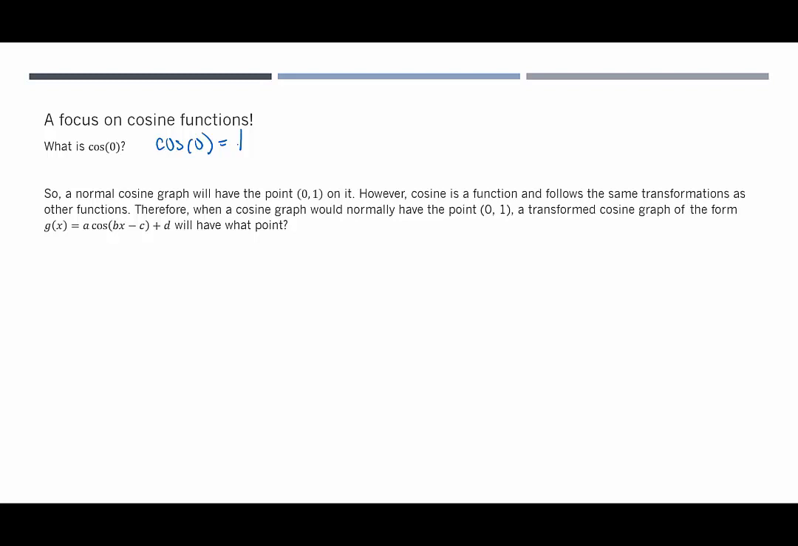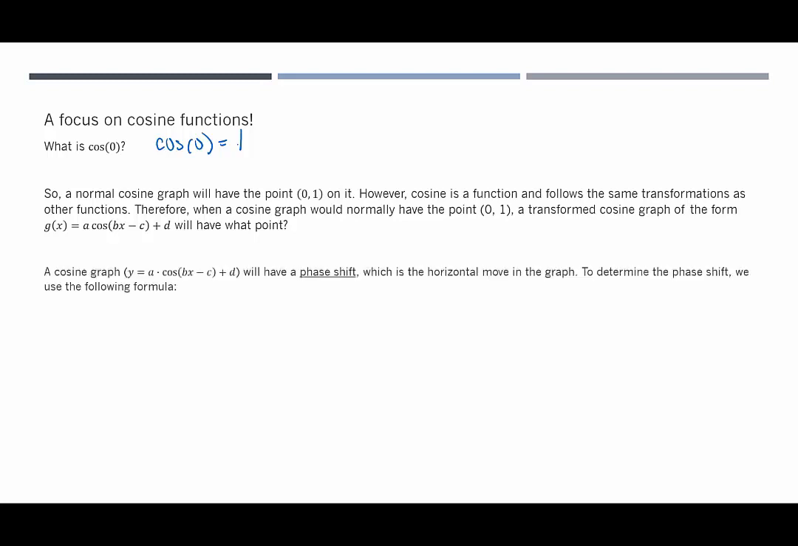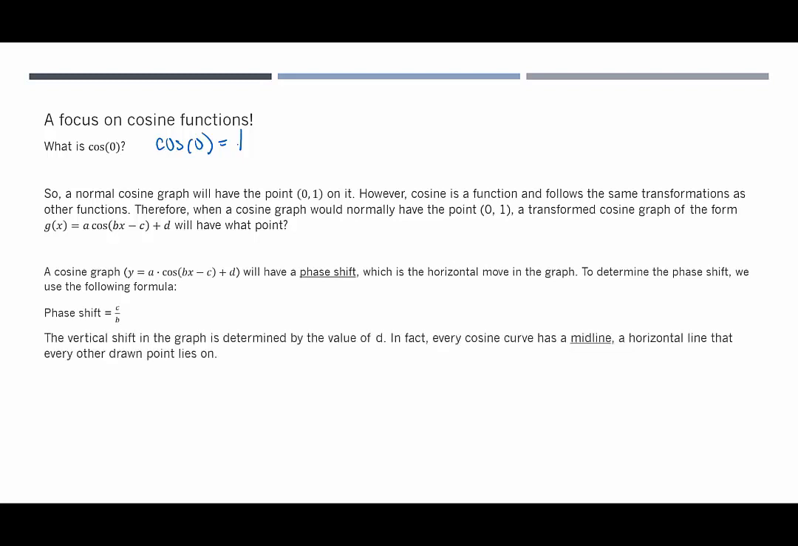However, just like we saw with the sine functions, cosine also can have transformations in the coordinate plane. So whereas a cosine graph would normally start at 0, 1, what about when we have a transformed cosine graph? Let's review these definitions again. The cosine graph will have a phase shift, that's that horizontal movement, and the phase shift is going to be the same for cosine as it was for sine, c over b. There will also be a vertical shift determined by the value of d. Every cosine curve has a midline. That's a horizontal line given by y equals d.